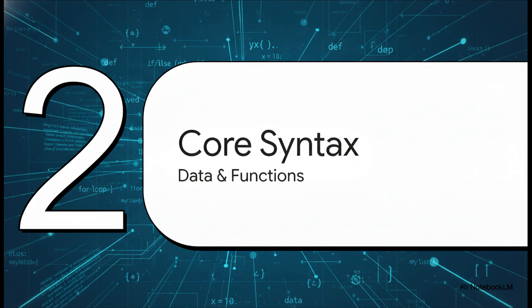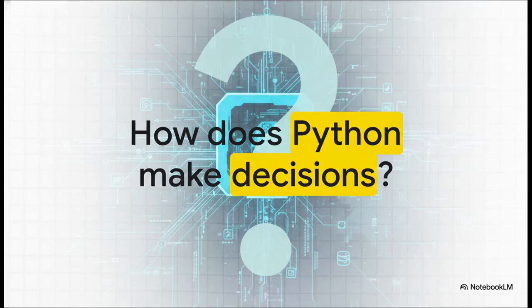Moving right along to part 2, core syntax and functions. Think about this for a second. How does Python actually make decisions? When you build an application, it can't just run a single, static, straight line of code every single time. A static script like that is virtually useless for real-world tasks, right? It needs to react. It has to make choices based on user input, changing data, or specific triggers. Interactivity is the whole name of the game in programming. So, how do we actually orchestrate that logic?